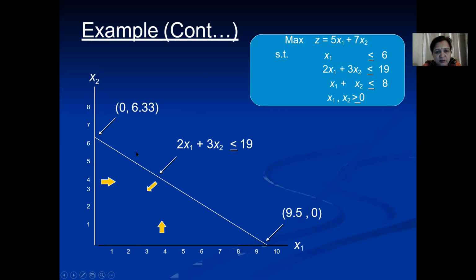And here the inequality is less than or equal to 19. So the interior of this represents the required feasible solution.